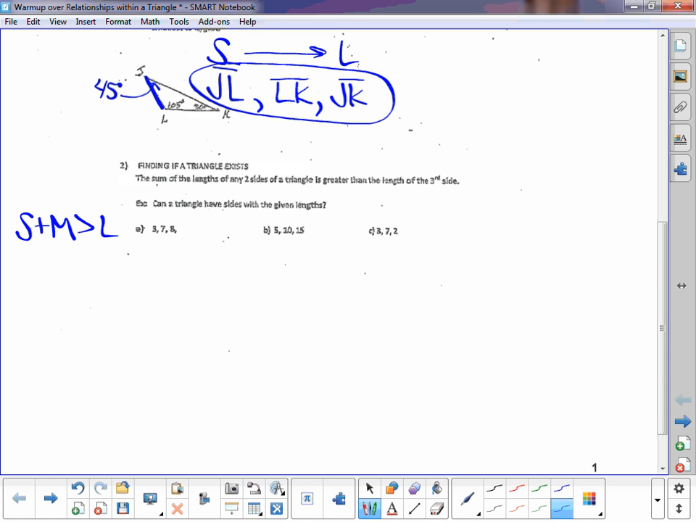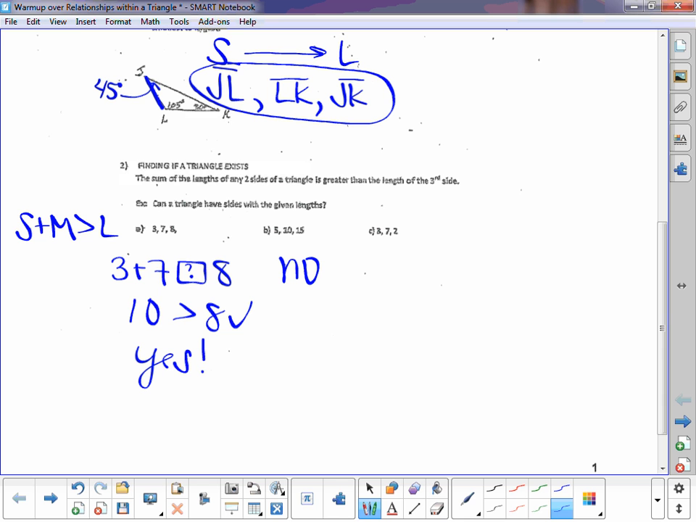All right, so for A here, my two small sides are 3 and 7. And we're comparing that to side length 8. And indeed, 10 is bigger than 8, so yes, this creates a triangle. What do we get for B? No. And how about C? No. Okay. Questions on that?